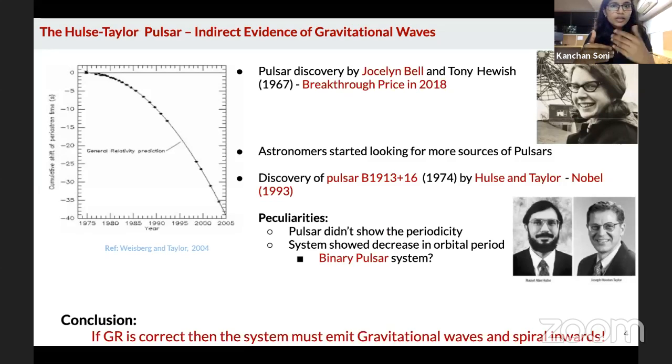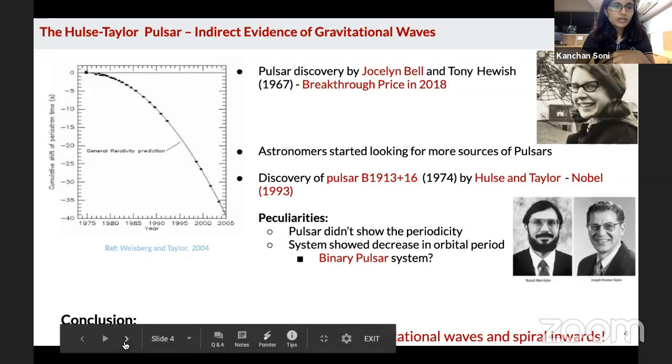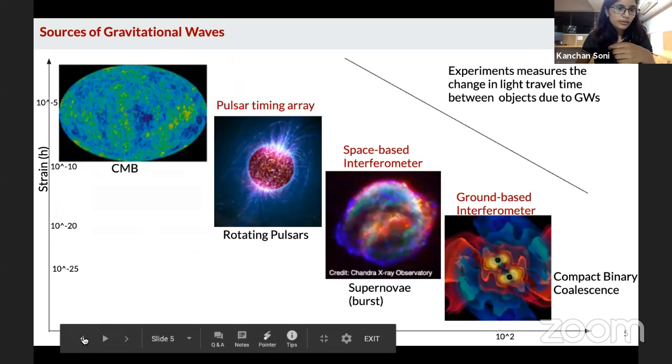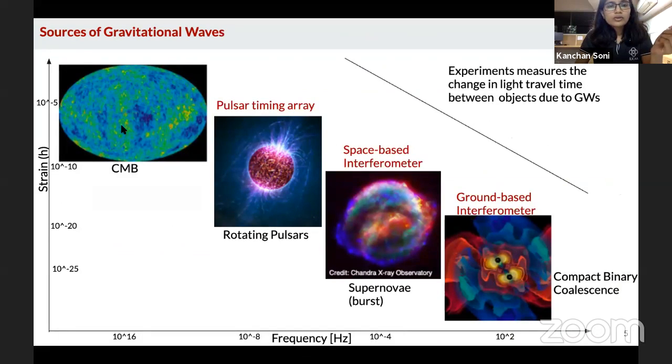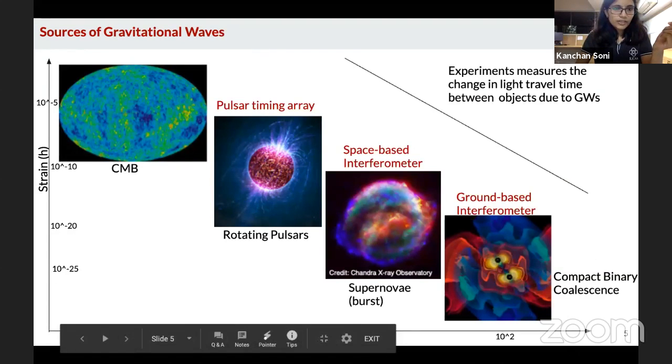So this was not direct but indirect evidence of the existence of gravitational waves, which made researchers look for gravitational waves and their sources. So, talking from the pulsars to what kind of sources we can detect for gravitational waves, this is a plot where you can see the frequency versus strain.